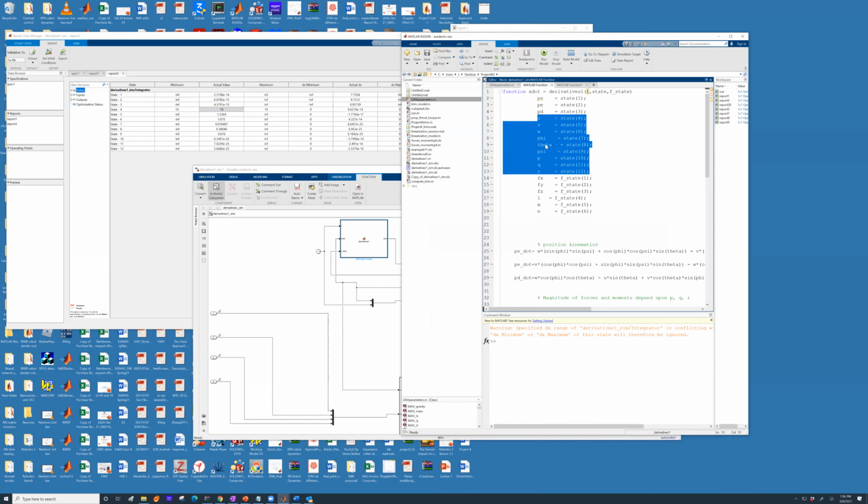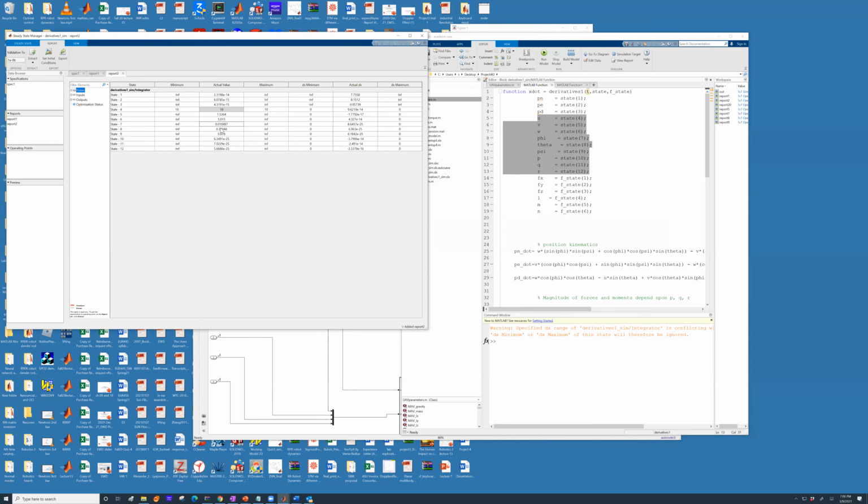Let's look at phi theta psi, 7, 8, 9. 7 is close to 0. 8 is not 0. That's why you see the aircraft is pitching a little bit up. State 9 is not 0, which means the aircraft is now actually yawing. And that is how the Zagi is going to fly in the trimmed condition.